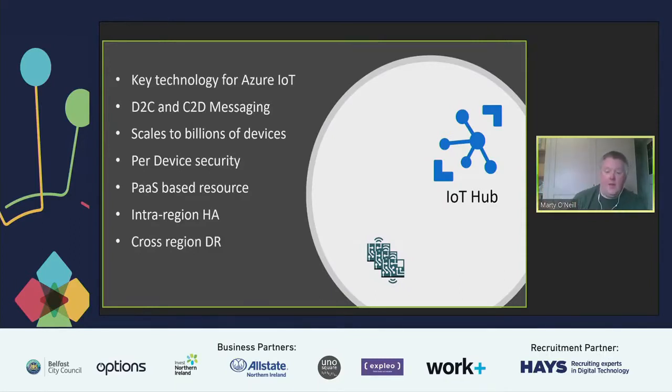And the idea of these hubs is that you have millions of devices, and the devices all communicate up to the IoT Hub, and Azure handles the high availability, it handles the cross-region, and it's a completely PaaS-based service. It also then allows you to have security per device, rather than having to manage the security yourself.